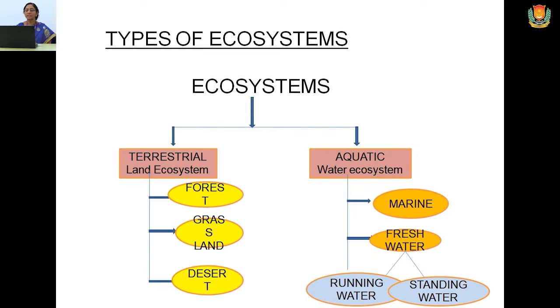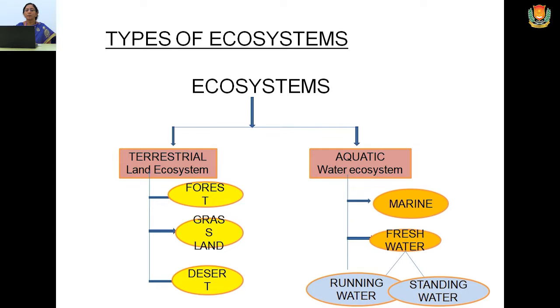Then when we come to the aquatic or water ecosystem, we can see that it is a marine ecosystem. The examples are seas and ocean. And when we come to freshwater ecosystem, it is again of two types, that is running water ecosystem and standing water ecosystem. When we come to running water ecosystem, the examples are rivers and streams. Whereas when we come to standing water ecosystem, the examples are ponds and lakes.